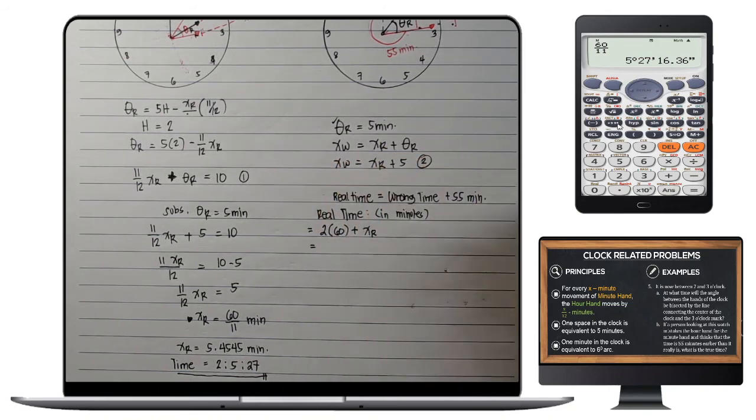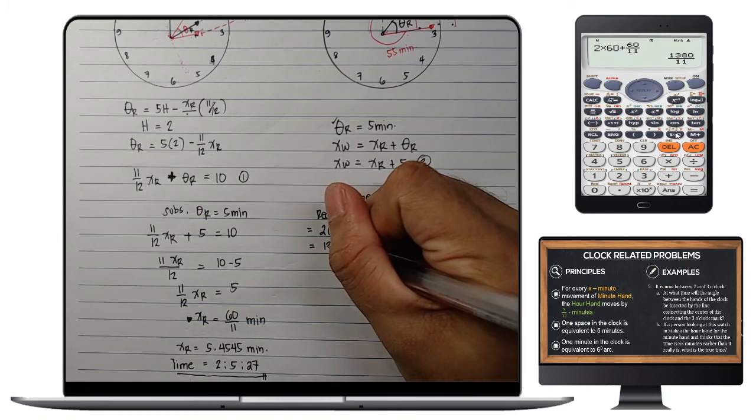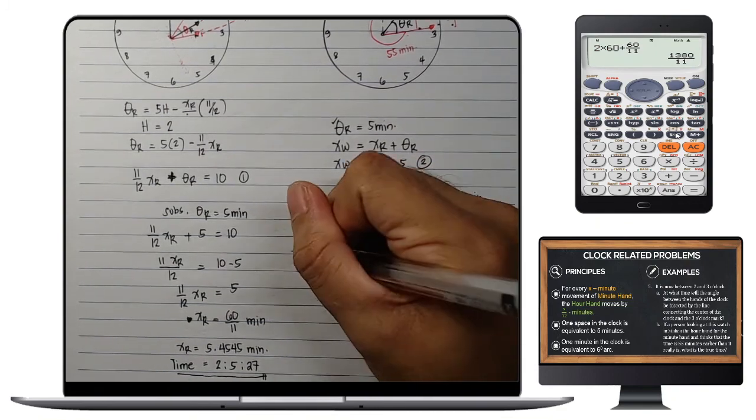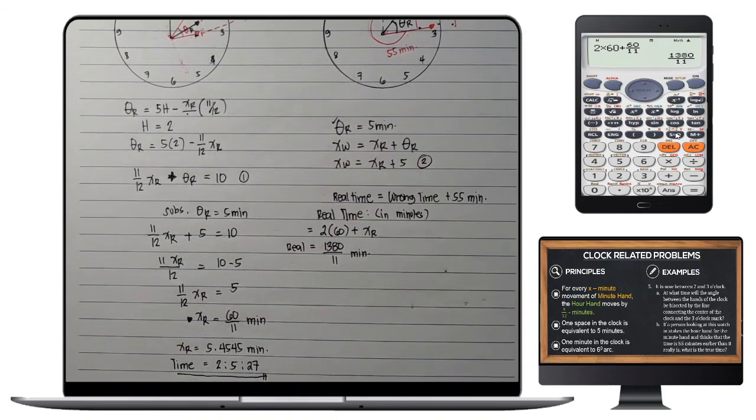Therefore, kuhanin natin. So, that is 2 times 60 then plus 60 over 11. So, ito yung ating oras, 125.4545. Okay? So, yung fraction na lang. So, 1380. So, real time natin is 1380 over 11 minutes. So, this is the real time.